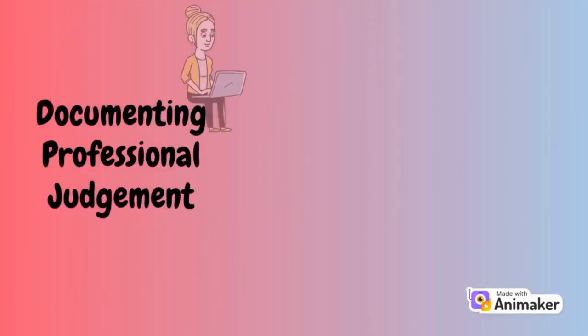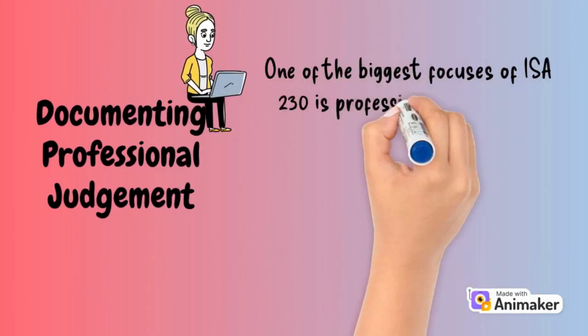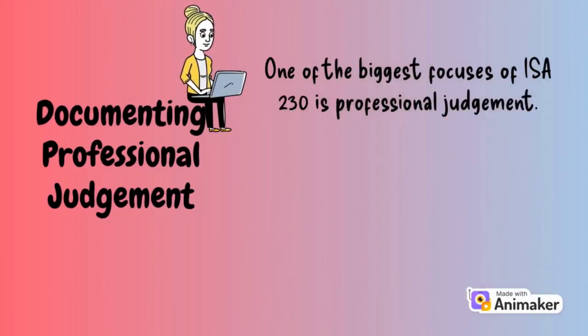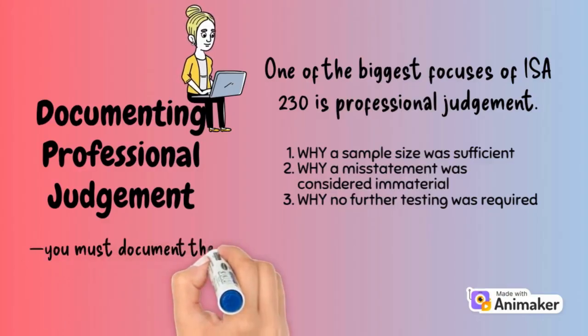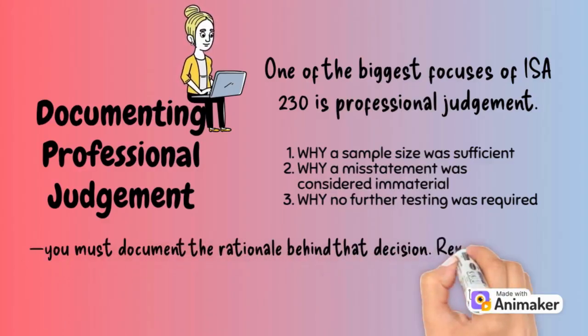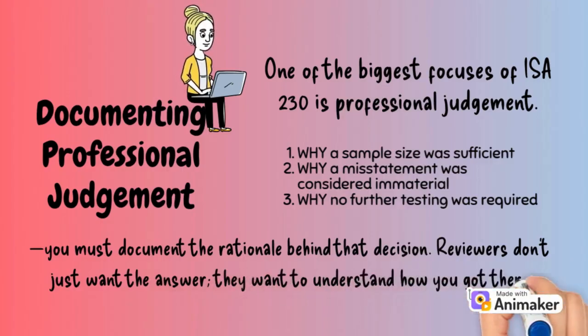One of the biggest focuses of ISA 230 is professional judgment. Whenever you make a judgment, like why a sample size was sufficient, why a misstatement was considered immaterial, why no further testing was required, you must document the rationale behind that decision. Reviewers don't just want the answer, they want to understand how you got there.